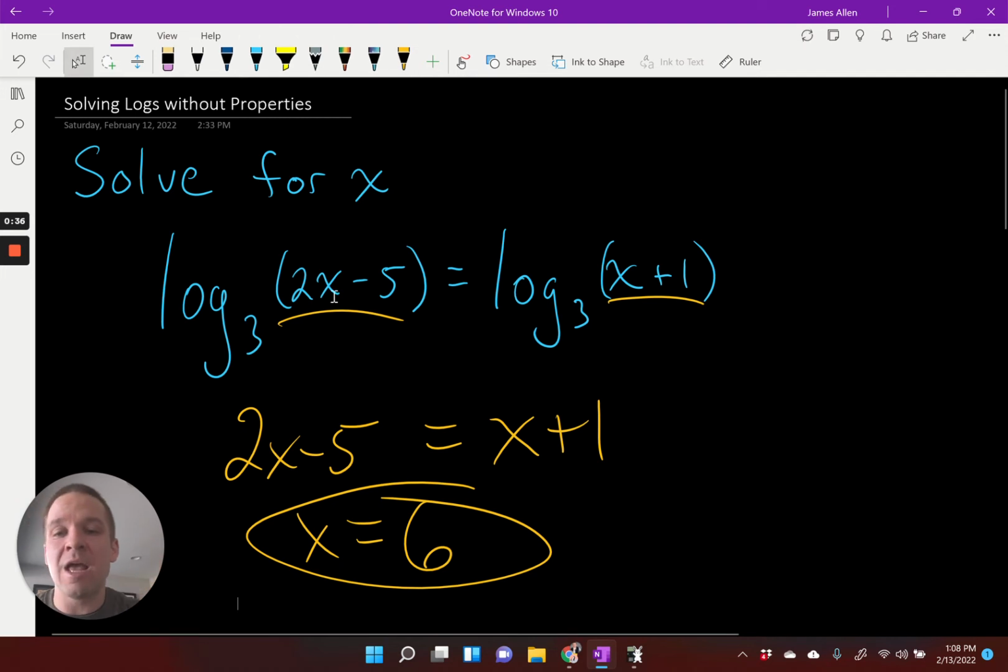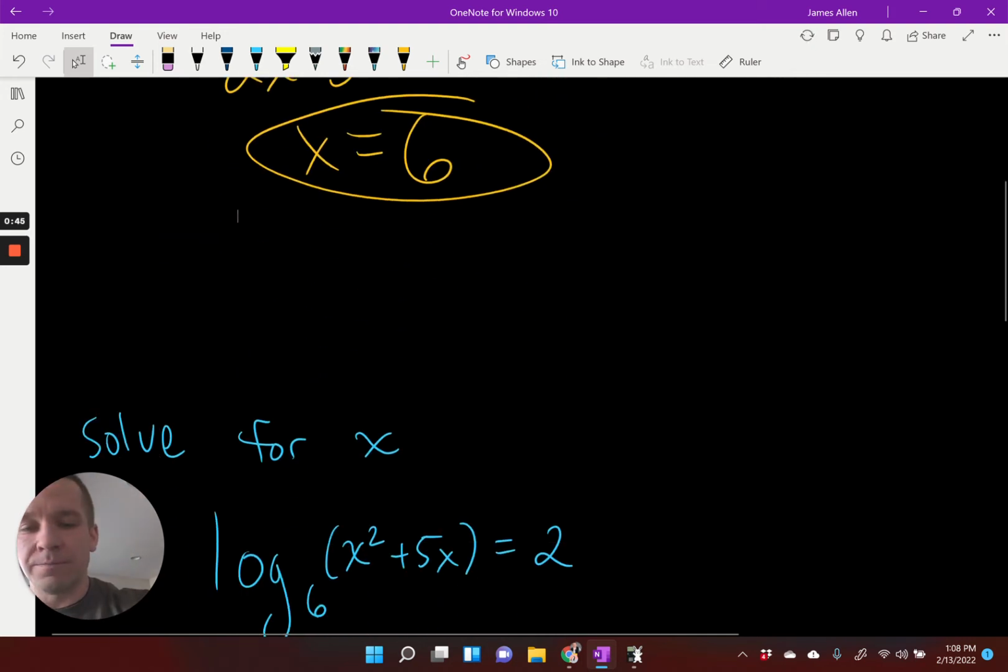I do need to check it. I can clearly see I'm going to have a positive number when plugging in 6 here. This is going to be 12 minus 5, which is 7. And if I plug in 6 here, 6 plus 1 is 7. We're good to go. Next one.